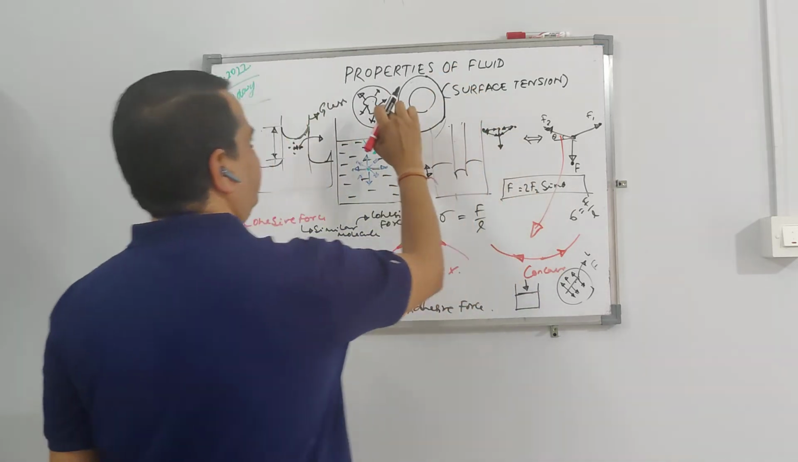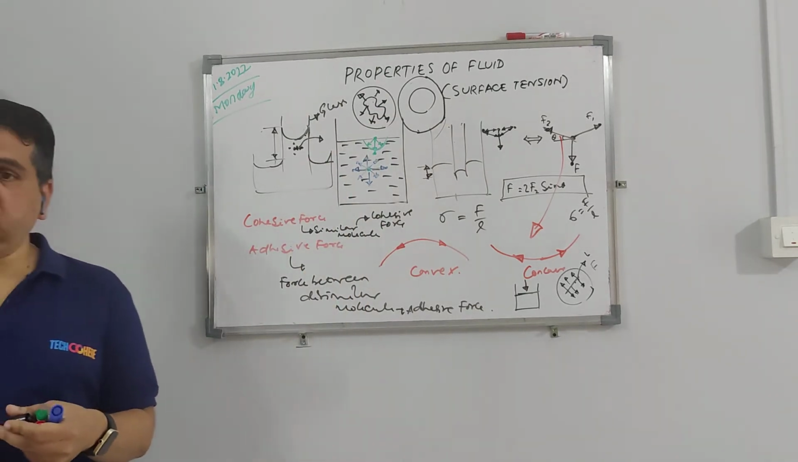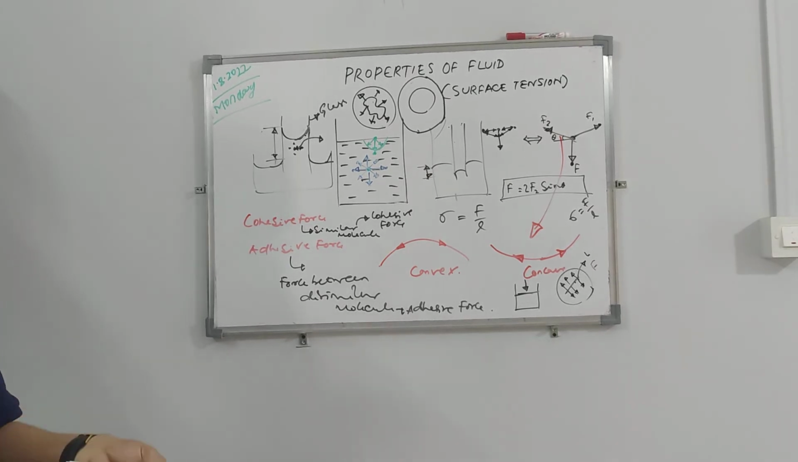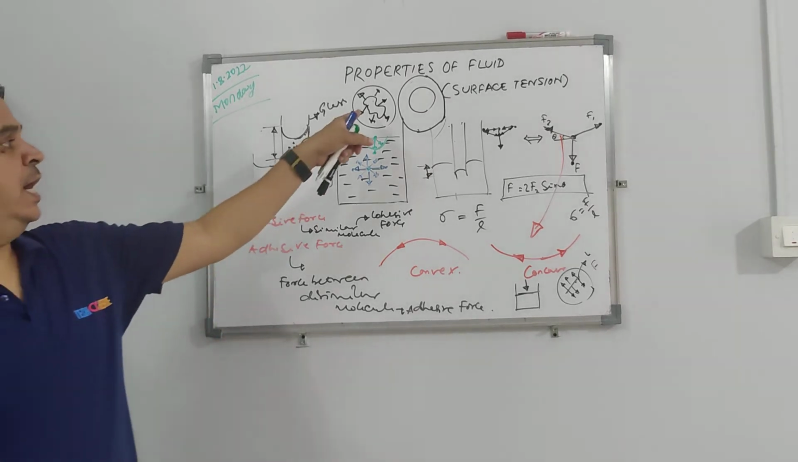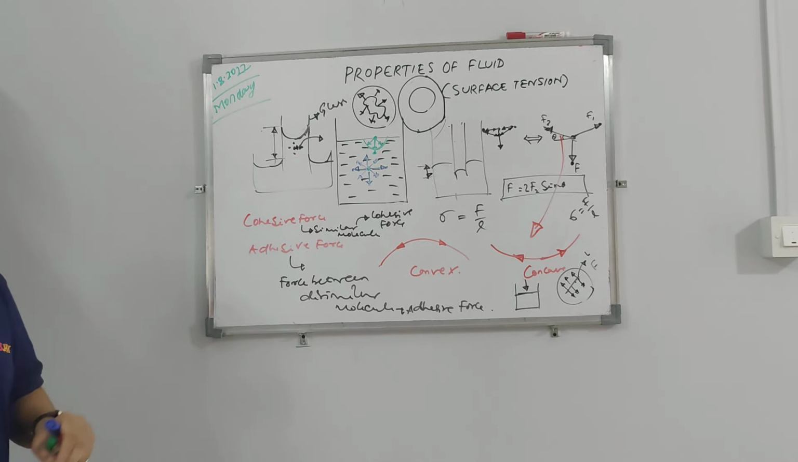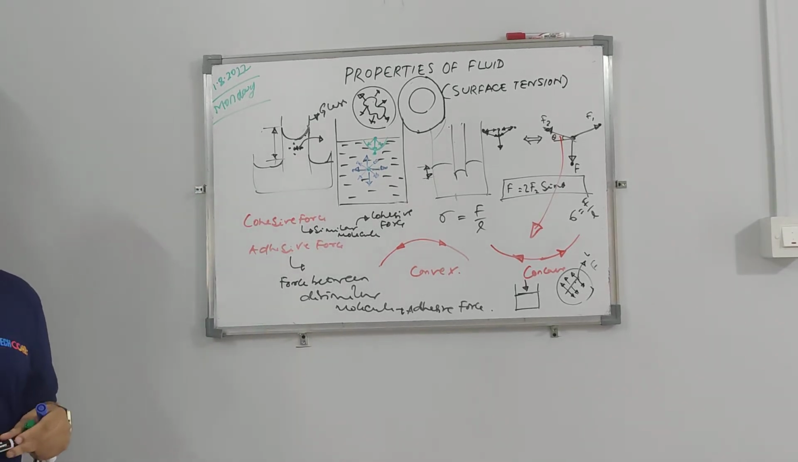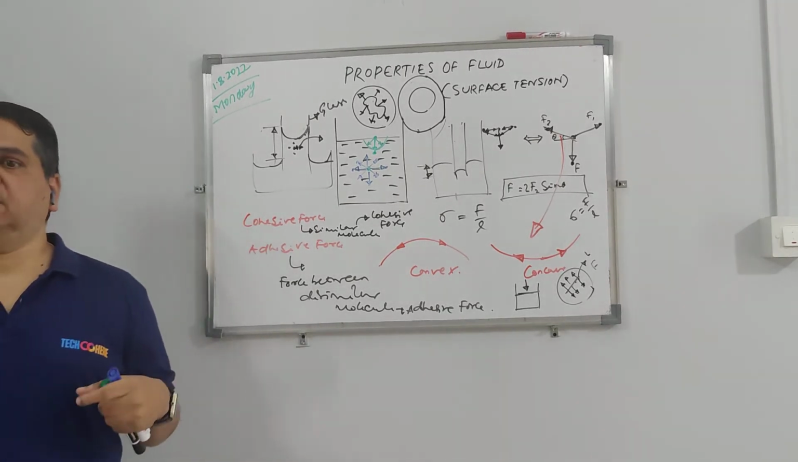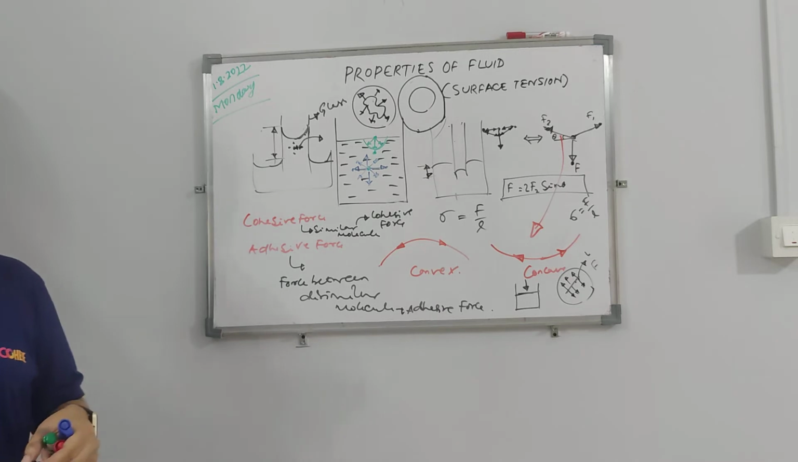It will become circular because of surface tension; the fluid surface always wants to attain minimum surface area. So as compared to this, this has minimum surface area. Because of this pulling from outside, it will try to attain minimum surface area. So a raindrop, why does it try to attain minimum surface area? Because the lesser the surface area.